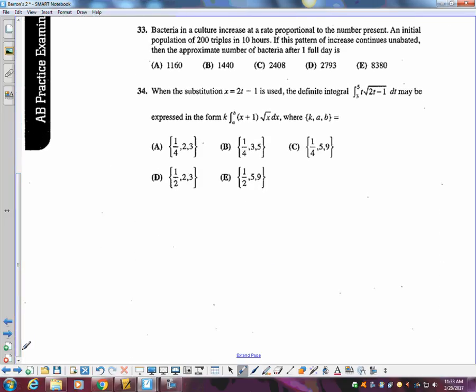Bacteria in a culture increase at a rate proportional to the number present. An initial population of 200 triples in 10 hours. If this pattern of increase continues unabated, then what is the approximate number of bacteria after one full day? Okay, so the first thing that needs to pop out in your mind is that that's 10 hours and it's asking for 1 day. So we're going to go all hours. So the 1 day is going to turn into 24 hours.